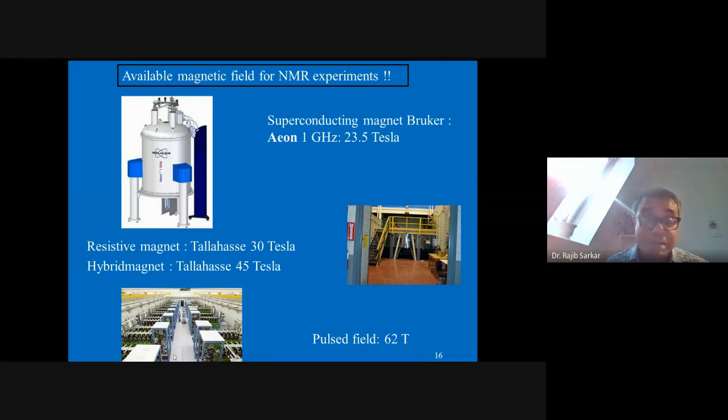But this is not the only field you can get; you can go beyond that. You can go to a field of 30 Tesla, but that 30 Tesla is a resistive magnet.